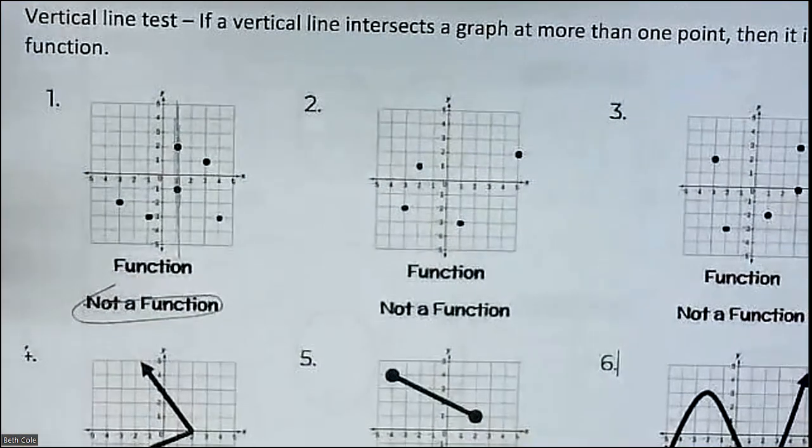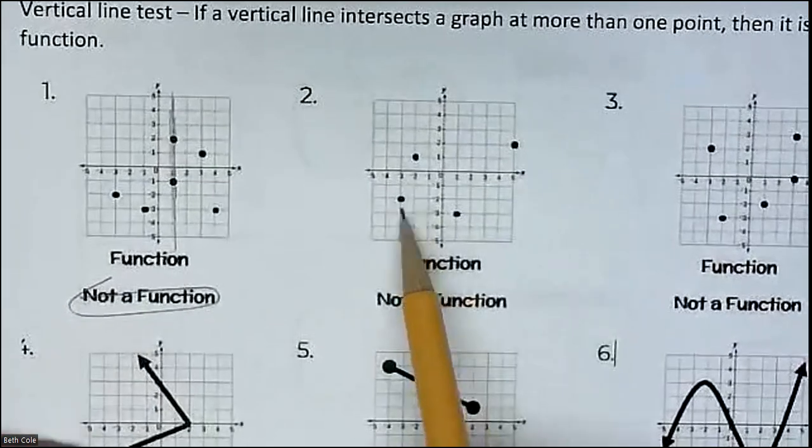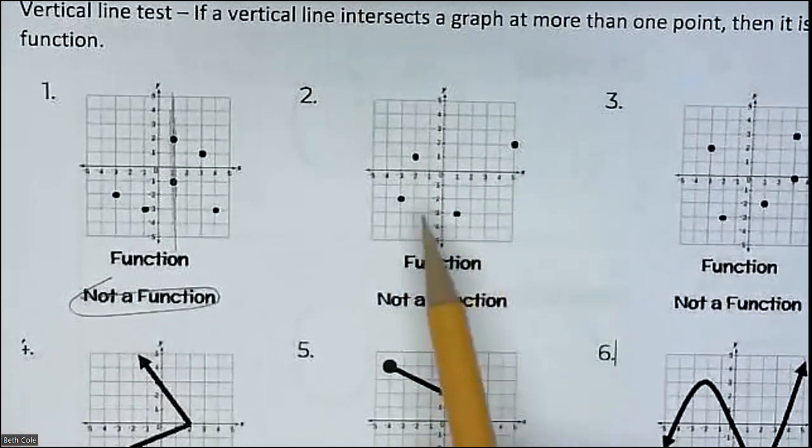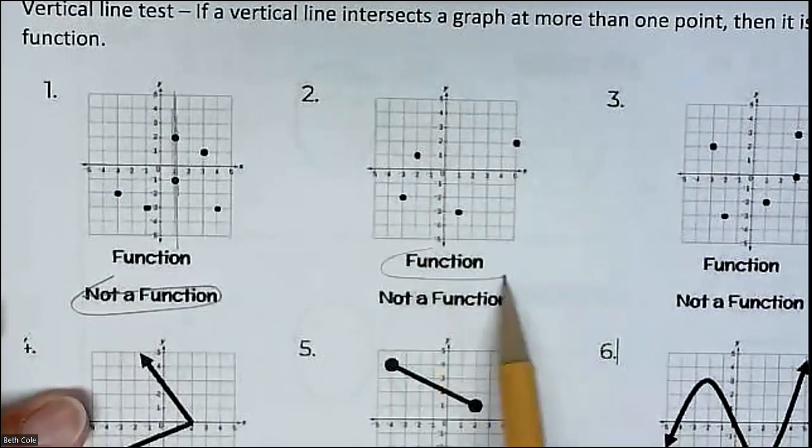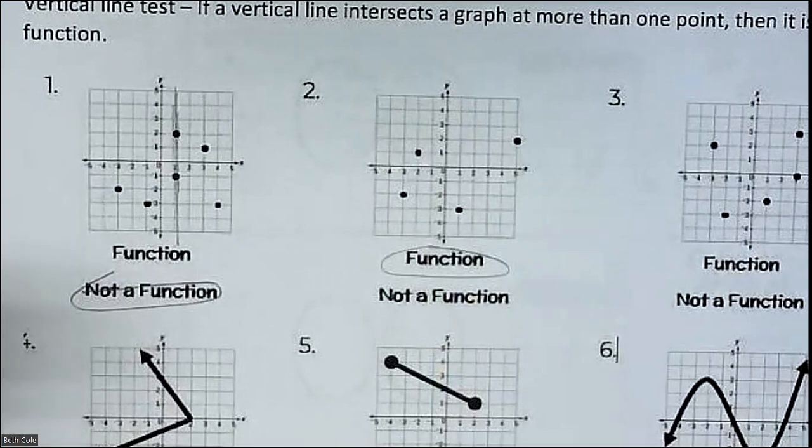What do you got? And in your Delta Math, half of it is yes or no: is it a function or not? So what do you think about this one? Function or not a function? Good. No matter where you draw a vertical line, it's only going to hit once. It's never going to hit two of the points.